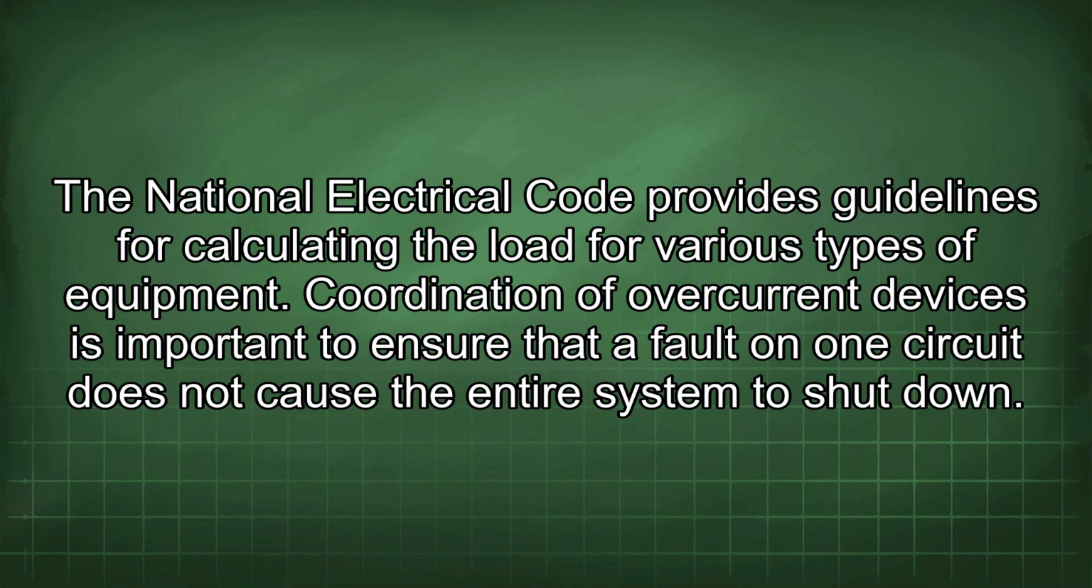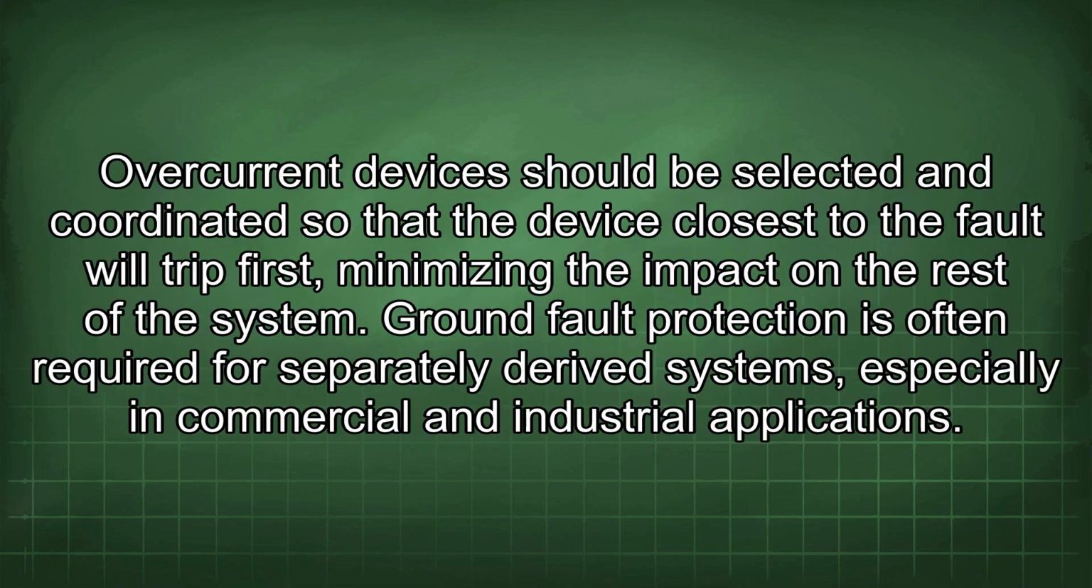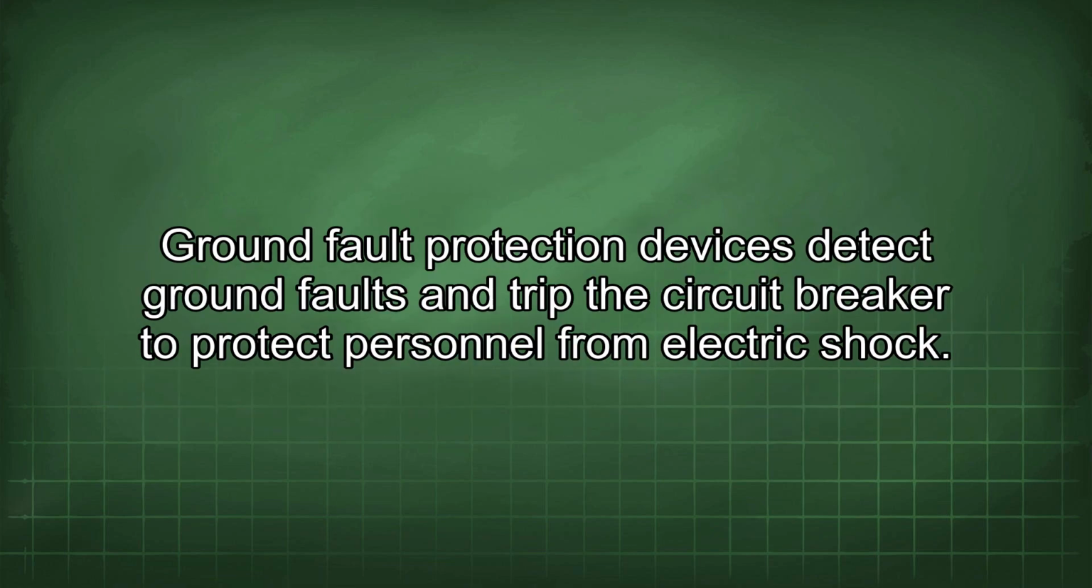Coordination of overcurrent devices is important to ensure that a fault on one circuit does not cause the entire system to shut down. Overcurrent devices should be selected and coordinated so that the device closest to the fault will trip first, minimizing the impact on the rest of the system. Ground fault protection is often required for separately derived systems, especially in commercial and industrial applications. Ground fault protection devices detect ground faults and trip the circuit breaker to protect personnel from electric shock.